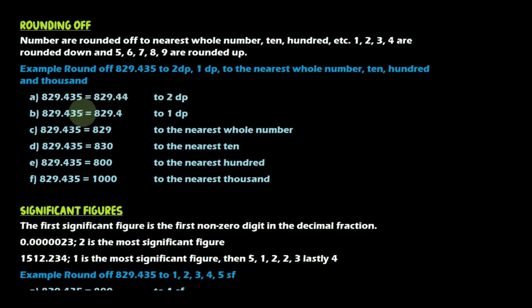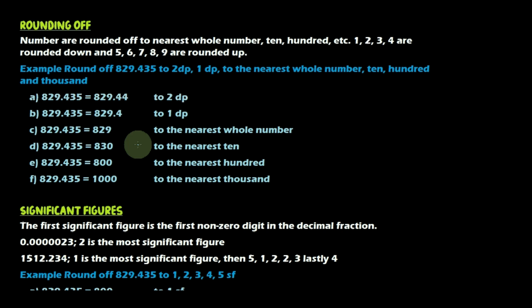To 2 decimal places, we look at our number. We want to be left with 2 decimal places. So we go to the second decimal place, which is 3 in this case. Then look at the number on its right. We have 5. So 5 rounds up. We add 1 to the second decimal place number, which is 3, and we get 4. Therefore, it becomes 829.44 to 2 decimal places.